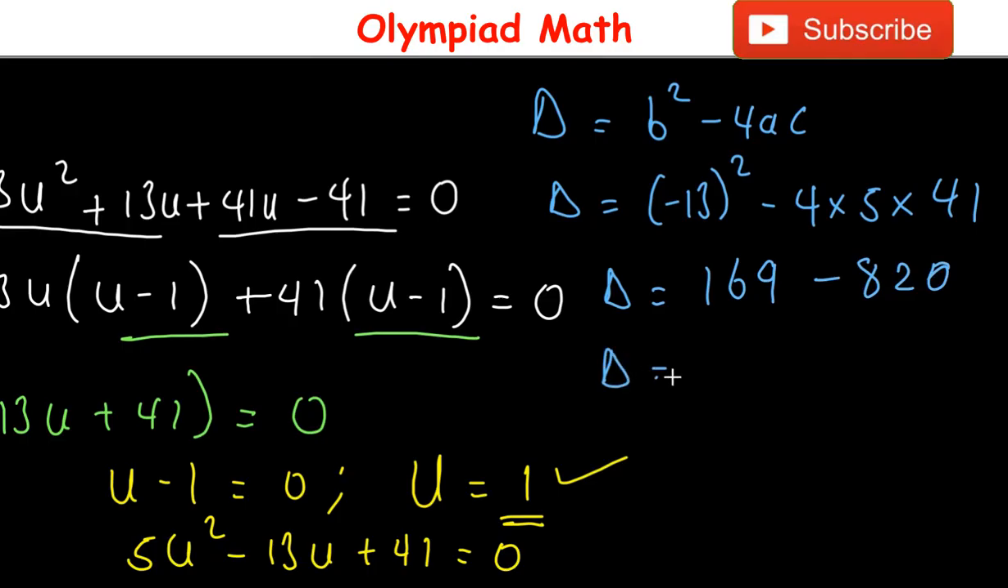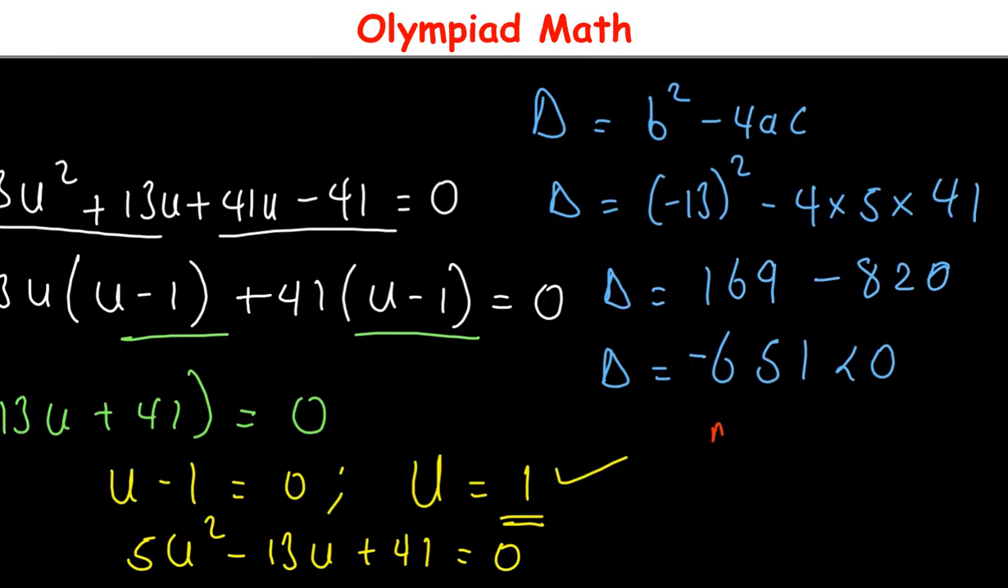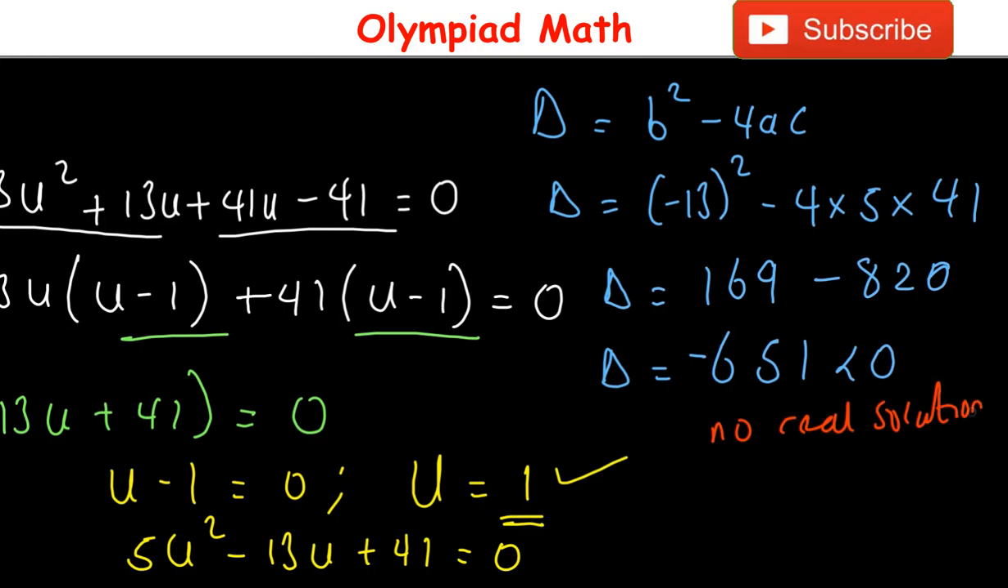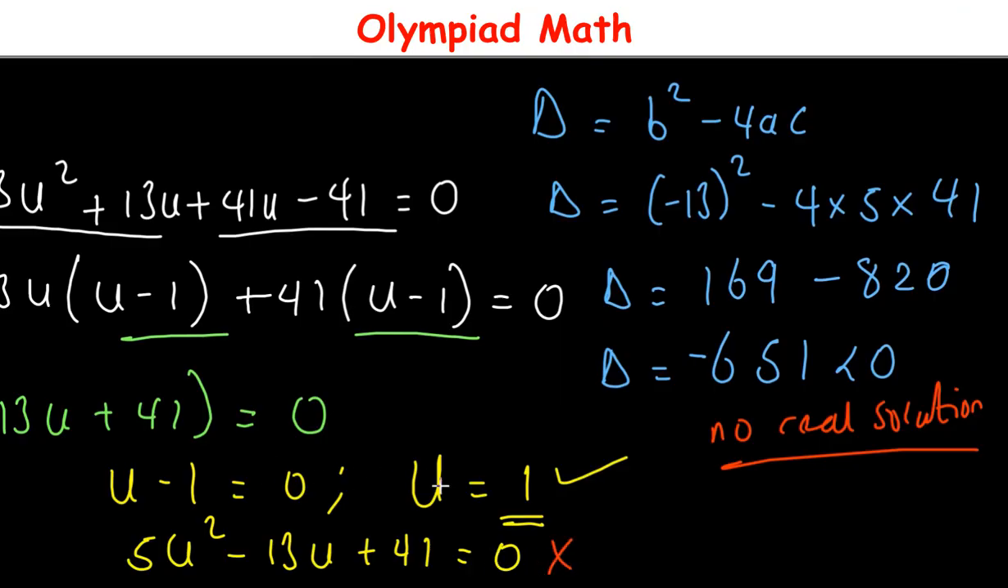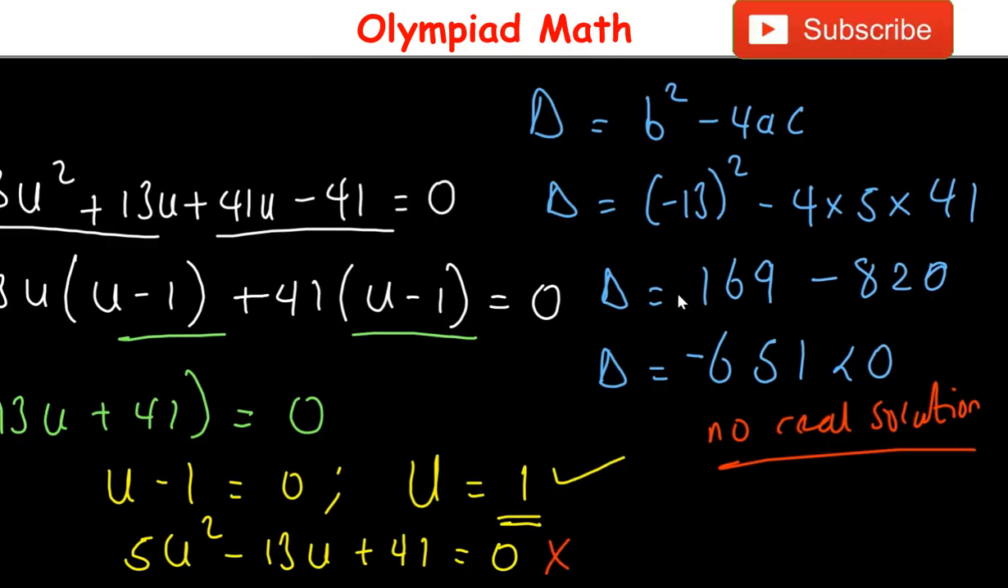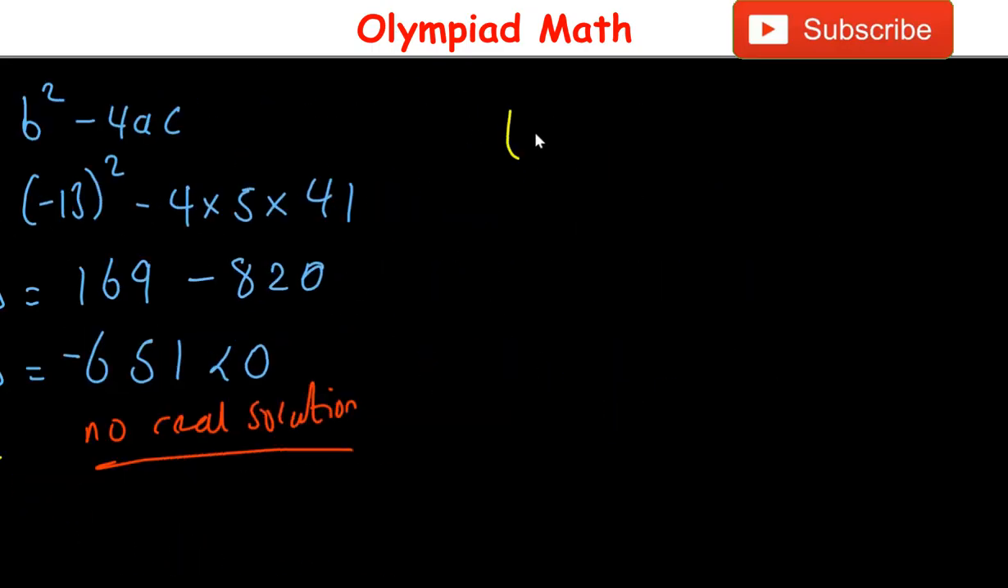Okay, the discriminant equals 169 minus 820, and we are going to have minus 651, and this is less than 0. So this means that there is no real solution for this given equation. So we are not going to work with this, but instead u equals 1. So right here, writing the value of u is equal to 1.